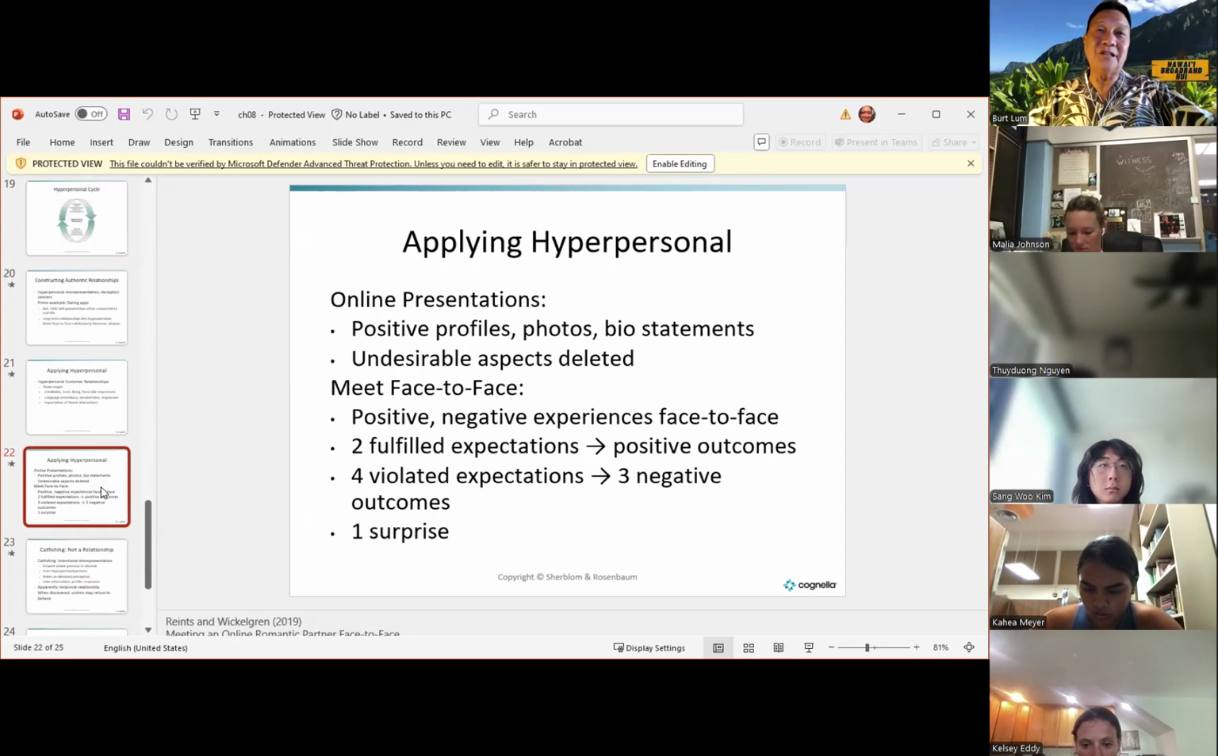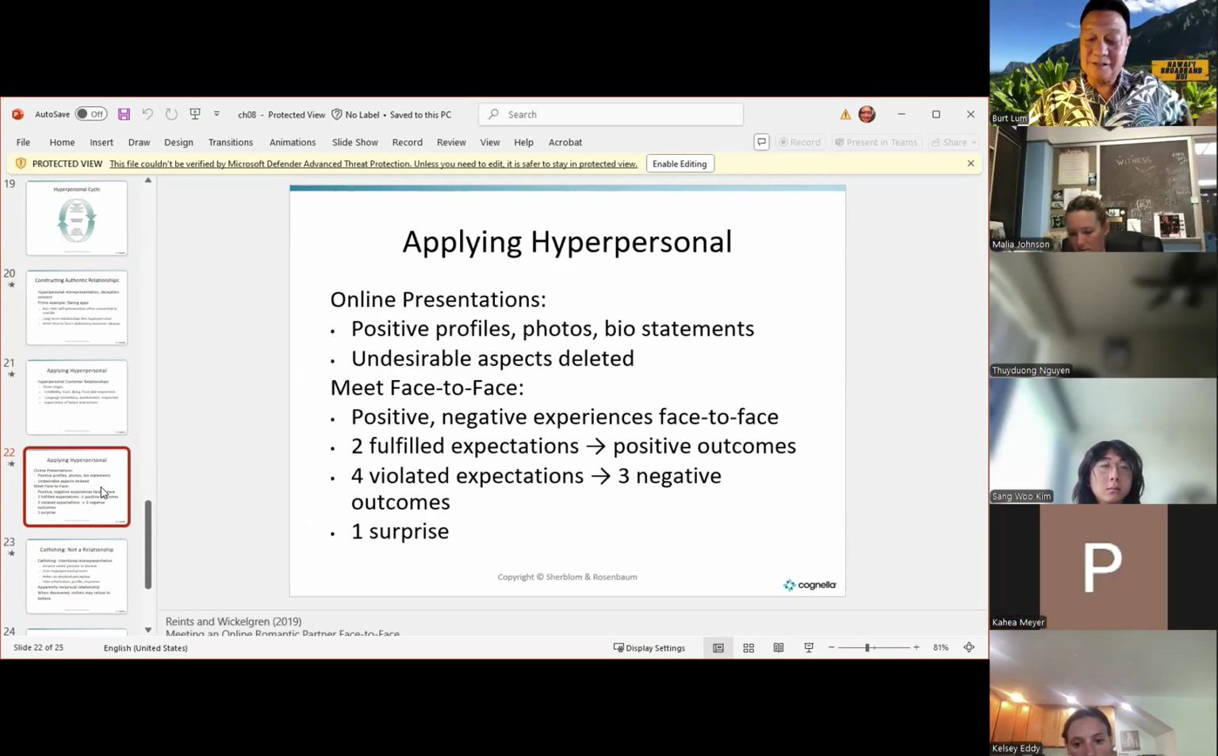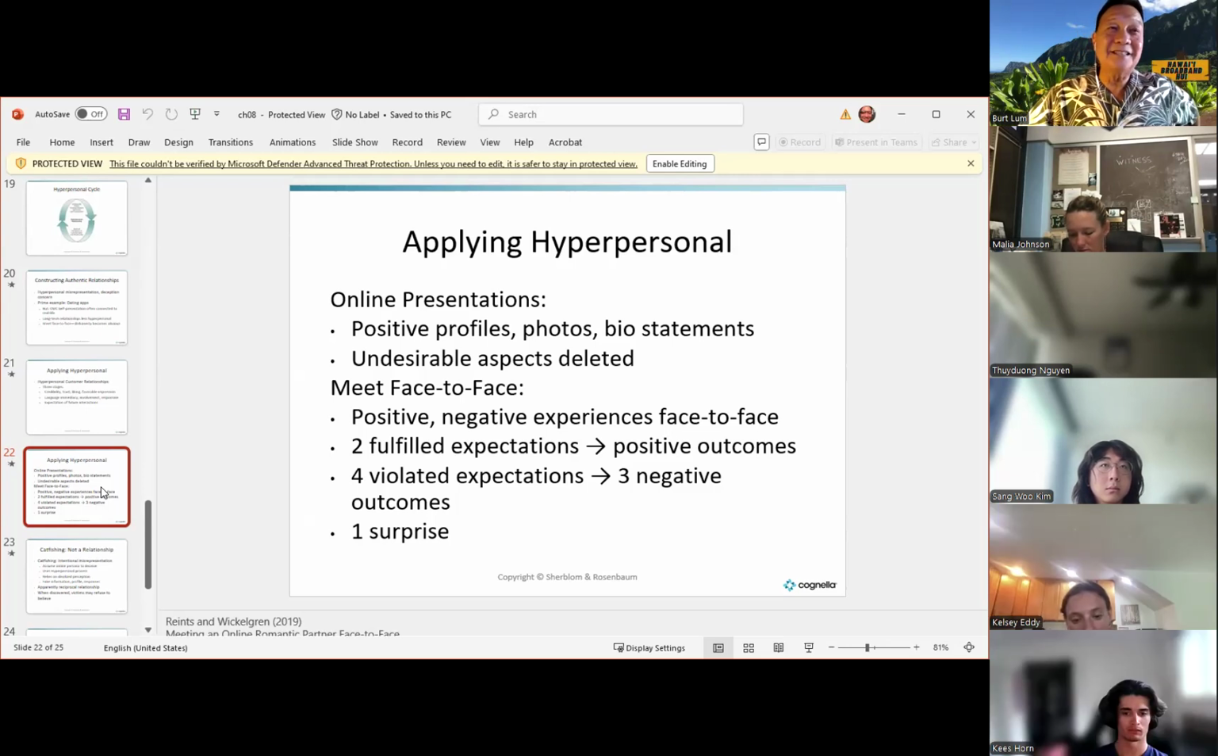Applying hyperpersonal online presentations: positive profiles, photos, bio statements, undesirable aspects are deleted. You meet face to face, positive, negative experiences face to face. Two, fulfilled expectations, positive outcomes. Four, violated expectations. Three, negative outcomes. One, surprise. So this is, I think, a result of some of the studies that they conducted.